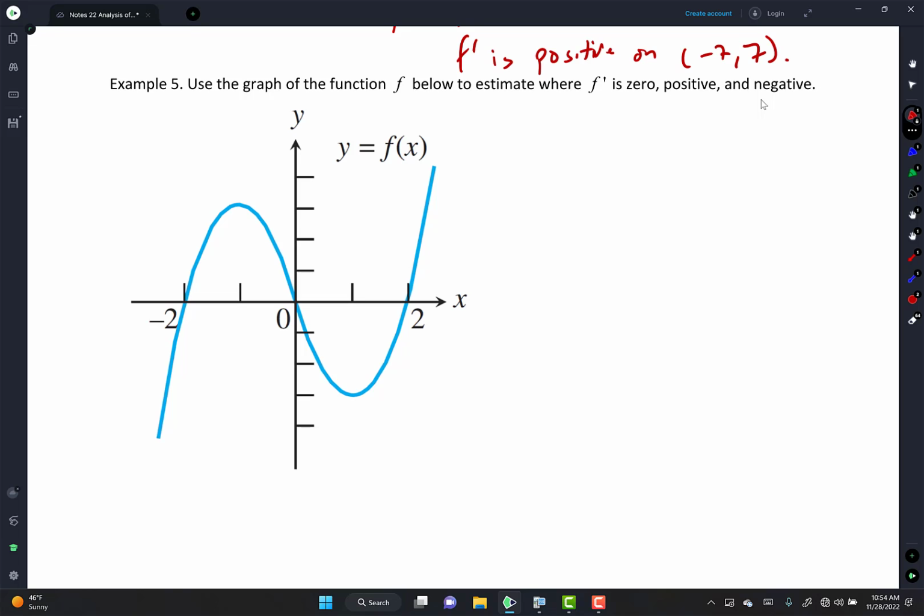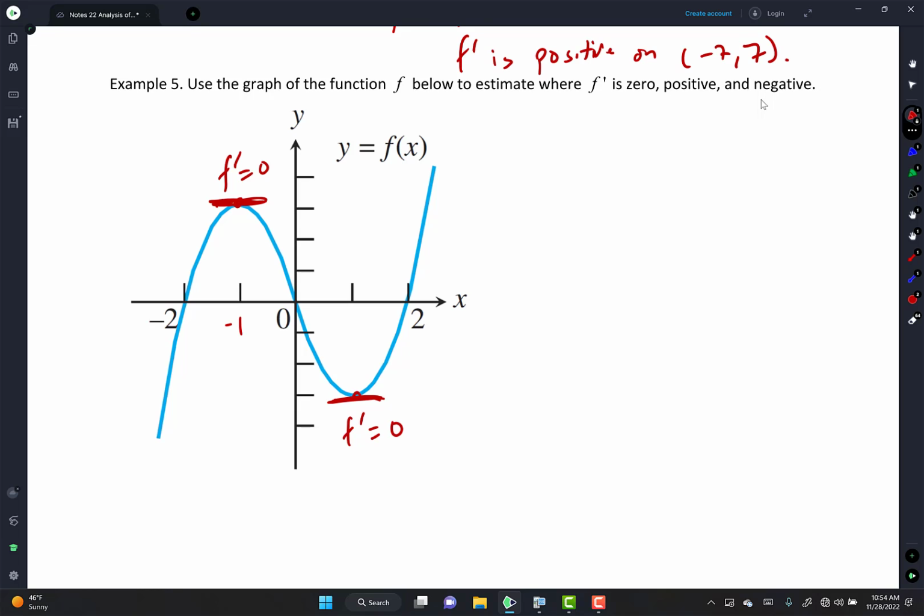Use the graph of the function f below to estimate where f prime is 0, positive, or negative. All right, this one's a simple one. Where is f prime 0 on this graph? 1 and negative 1. Perfect. At negative 1, everyone do this and put a little horizontal tangent line. And go to 1 and put a little horizontal tangent line. And you can write f prime equals 0. Does everyone see how f prime equals 0 there?